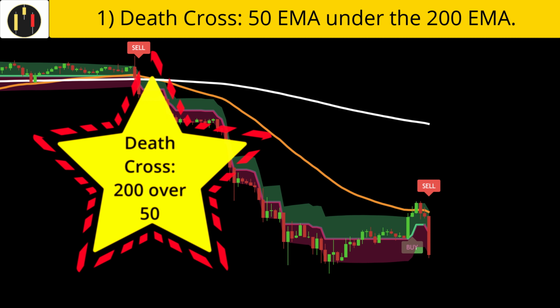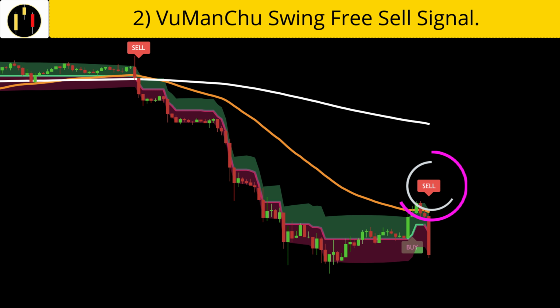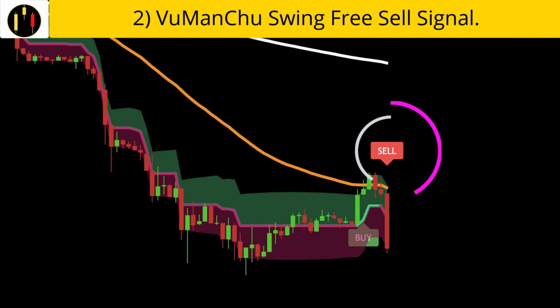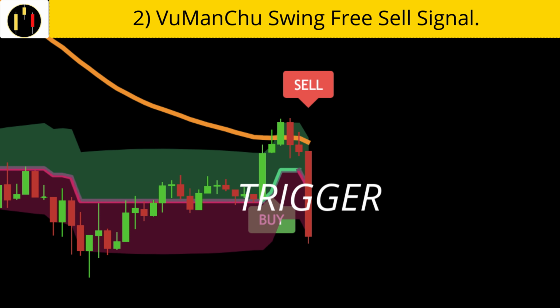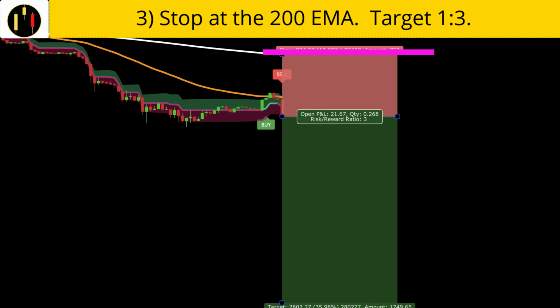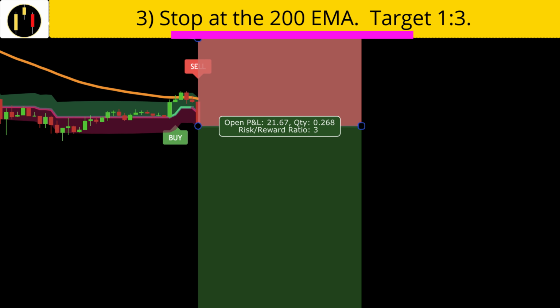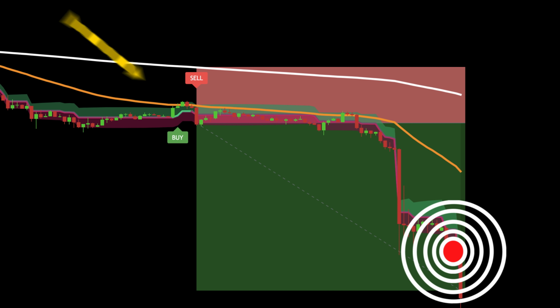After the death cross, you can take any sell signal on the VuManChu swing free, like this one. When that candle closes, it becomes our trigger. The stop is placed at the 200 exponential moving average in white and our target is 1 to 3. And this example hits the target.